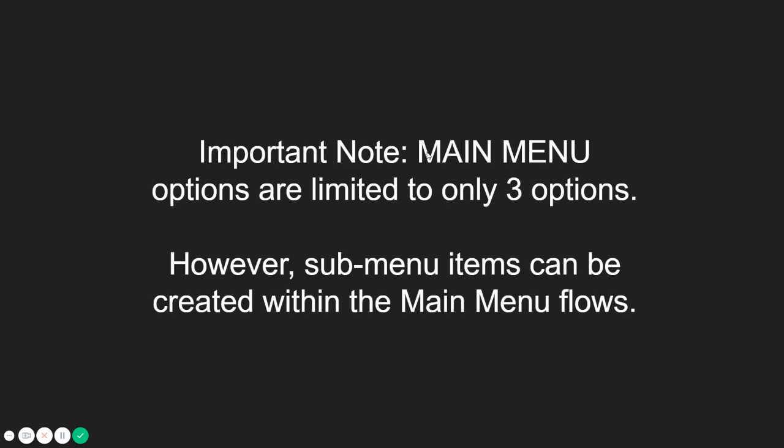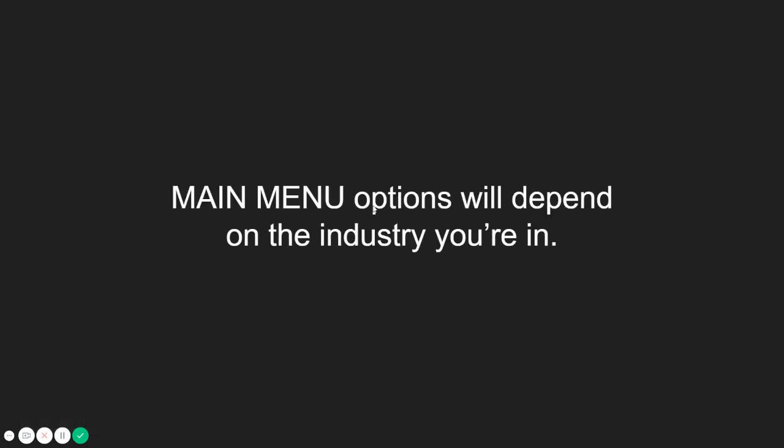Okay, so like I was mentioning, here's an important note. Main menu options are limited to only 3 options. However, submenu items can be created within the main menu flows. And I will try to remember to talk about that when I'm showing how to create these flows. Okay, so main menu options, like the subjects or the options that you have there, will depend on what industry you're in. And here's some examples.